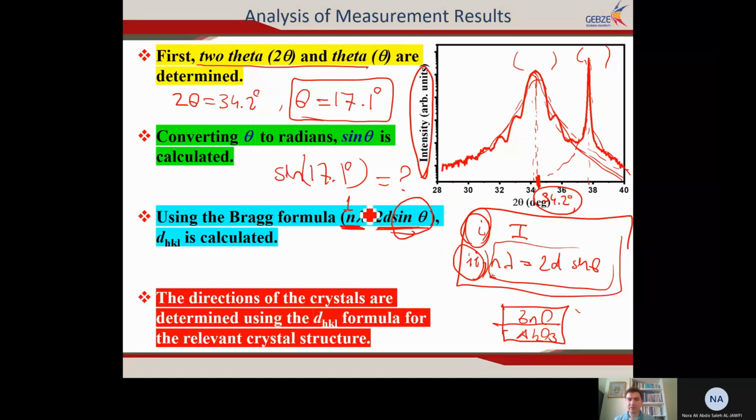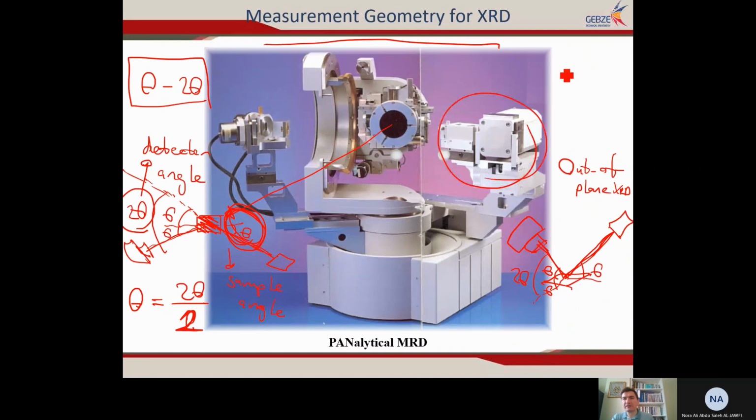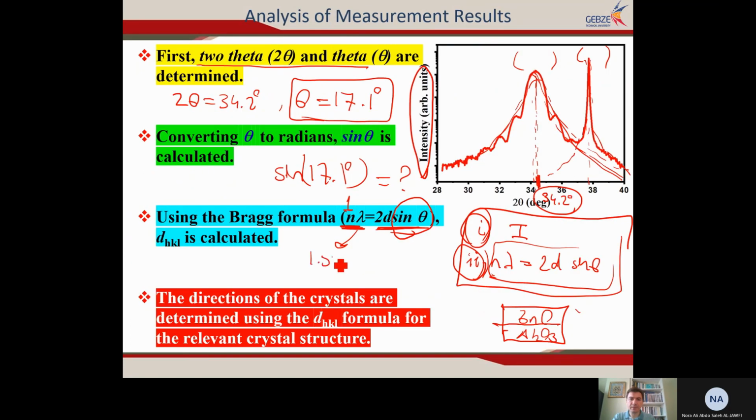So what is lambda? Here we have the X-ray source, and if you are using copper K alpha, for example, the wavelength is 1.54 angstrom. So it is fixed. You know this information, so just put it here. Of course, sometimes this wavelength can be changed depending on the X-ray setup. But if you have a single setup in your laboratory, then it is fixed. So you know this lambda. On the left side, all parameters are known.